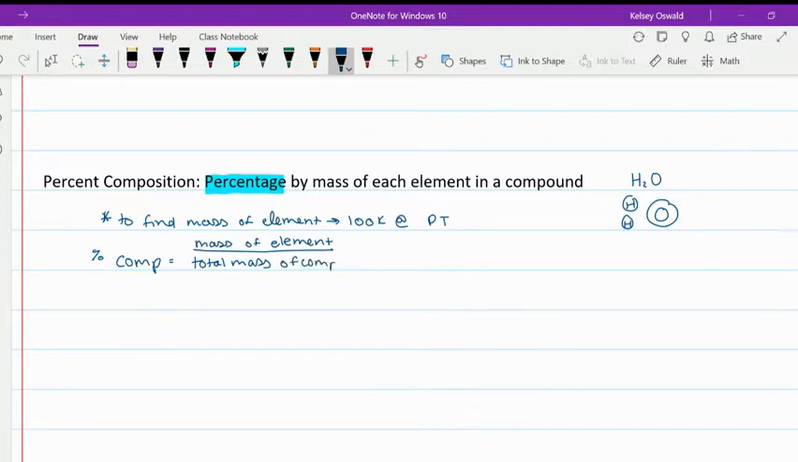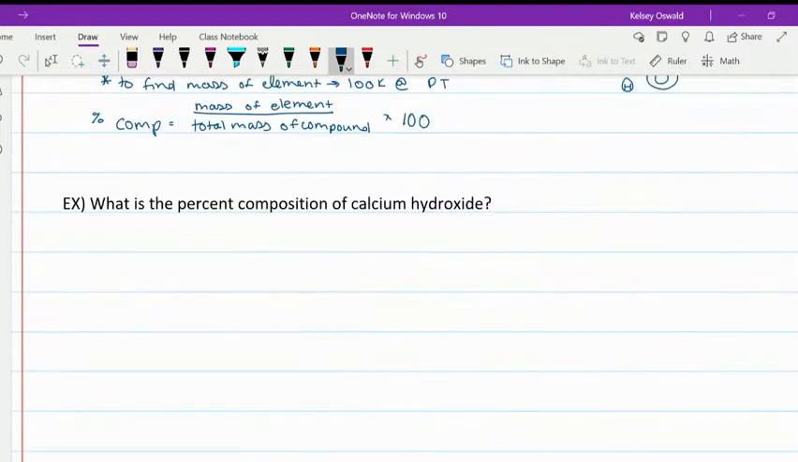So when we calculate these, we need to take into account how much each individual element weighs and how much of each element we have. And then since we're working with percent, we need to multiply this by 100. Okay. So when we're talking about percent composition, we're finding the percentage by mass of each element in a compound. How much does that individual element contribute to the overall mass of that compound? Let's say we want to find the percent composition of calcium hydroxide.